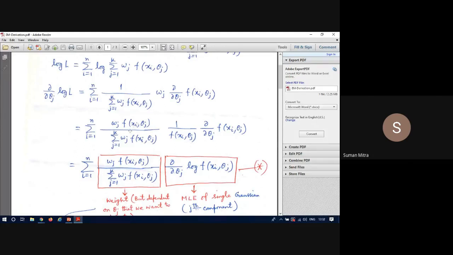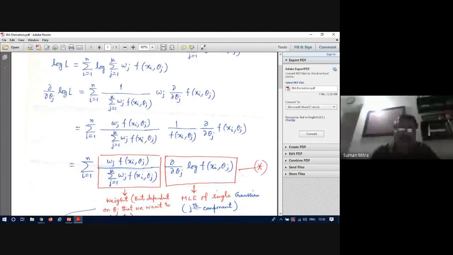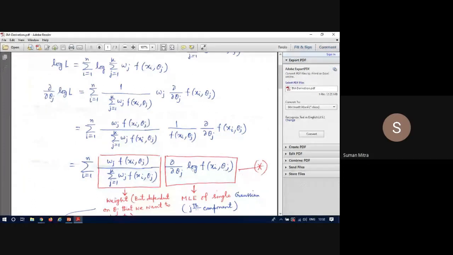Now we have two parts of it. The first part is this: wj f(xi, theta j) over summation j equal to 1 to k wj f(xi, theta j). This is one part. Another part, if you look at this, what is this part? This part is nothing but del theta j of log f(xi, theta j). Is it or not? Because if you take del theta j of log f(xi, theta j), this will be 1 by f(xi, theta j) times del theta j of f(xi, theta j). That means this.